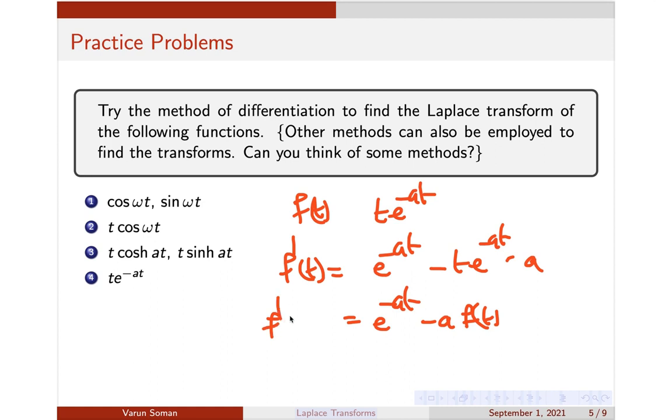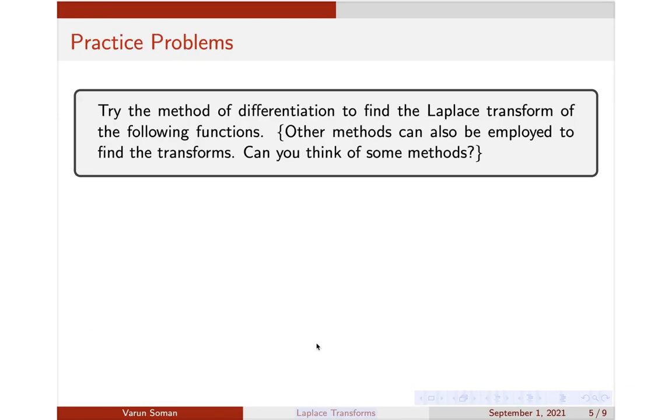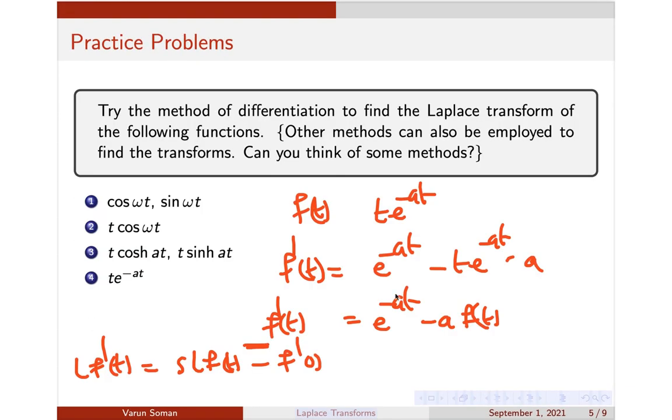Okay, so in the second stage you are getting back the original function, so you apply the Laplace transform here itself. So you will be getting this L of f dash of t, which is equal to s into L of f of t minus f of 0, which is equal to the transform of e raised to minus at, which is 1 by s plus a, minus a into L of f of t here.